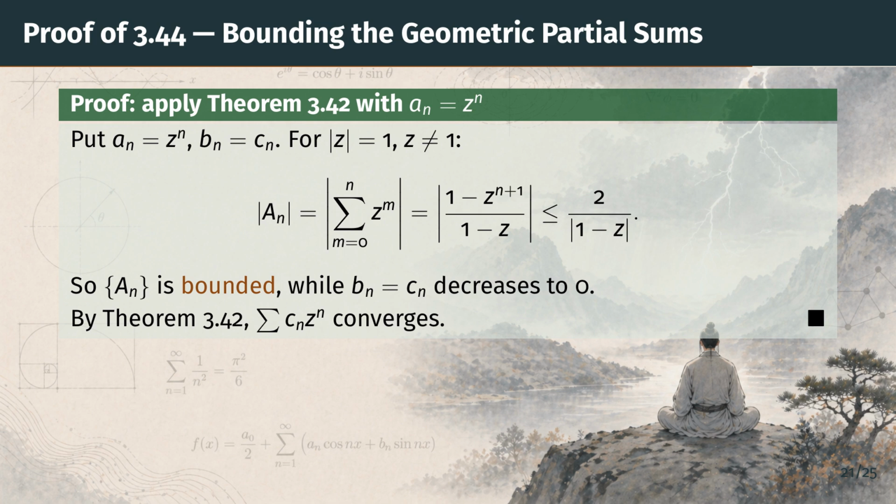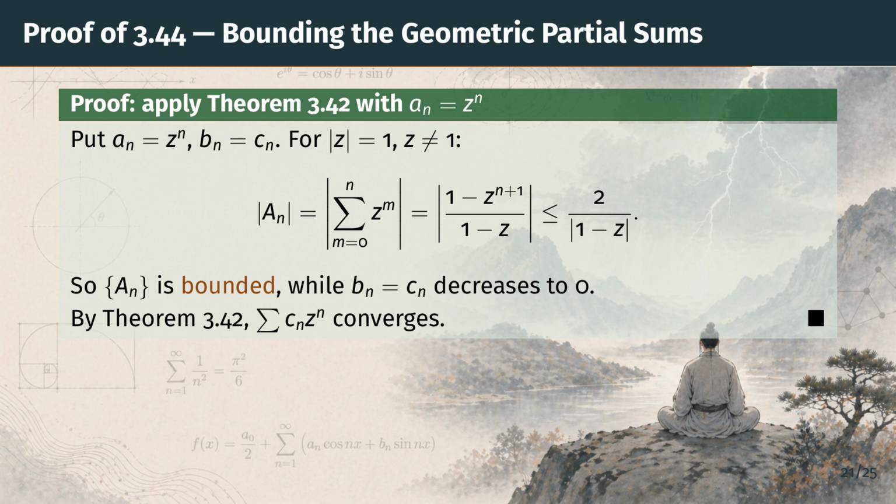This is a fixed bound, independent of n, as long as z is not equal to 1. So the partial sums are bounded. The coefficients c sub n decrease to 0 by hypothesis. Both conditions of Dirichlet's test hold, and convergence follows. Notice exactly where z equals 1 is excluded. There the denominator, 1 minus z, vanishes, and our bound blows up.